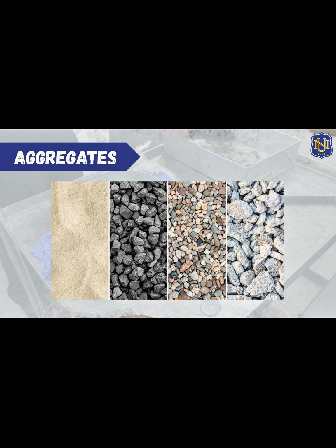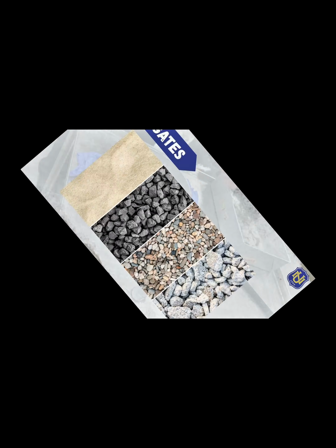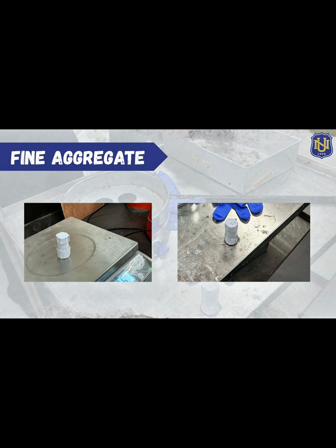Aggregates are one of the main components of concrete. Their density and unit weight affect the overall quality and performance of concrete mixtures. For fine aggregates or sand, the volume is determined using the water displacement method. This method measures how much water is displaced when the sand sample is submerged.